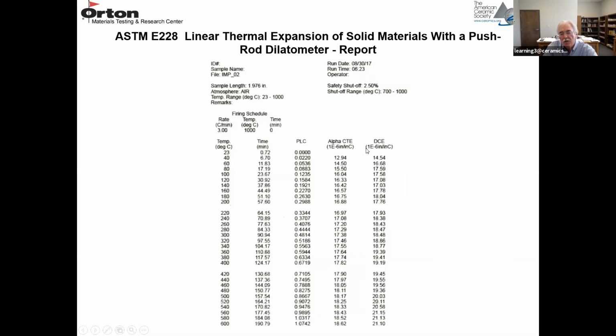I didn't mention it, but you can also calculate a differential coefficient of thermal expansion, which is the instantaneous thermal expansion at any temperature. It's just the slope at a particular temperature. What people use is the mean coefficient of thermal expansion, alpha CTE, because that gives them the thermal expansion over an entire temperature range. The differential is just the instantaneous. It's useful to see if there's a phase transformation taking place, an abrupt change in thermal expansion behavior, but it's not really useful for design purposes.